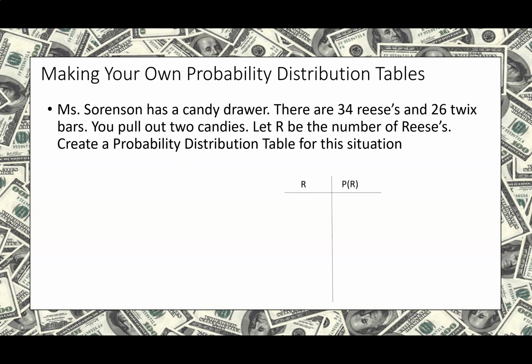Okay, if you're pulling out 2 candies, how many possible Reese's could you get in your hand? Well, you could pick out 2 Twix bars, so that you could have 0 Reese's. You could pick out 1 Reese's and 1 Twix, or 1 Twix and 1 Reese's, so you could have 1 Reese's. And then what about if you pull out both Reese's, so you could have 2?